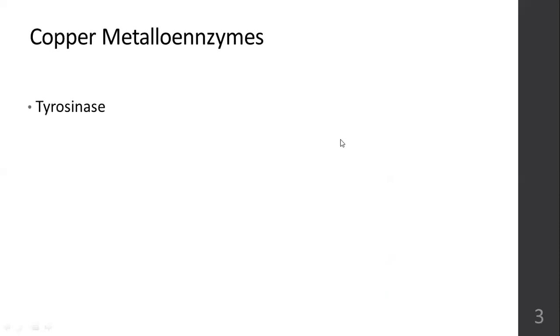So, copper metalloenzymes. First you have tyrosinase. Tyrosinase is an enzyme involved in the production of your melanin. So that controls the production of melanin. The amount of melanin that you have determines your complexion, your sleep pattern. And tyrosinase is not a single enzyme, it is a group of enzymes. This also protects your body from UV radiation, because if melanin is produced, you are protected from UV radiation.